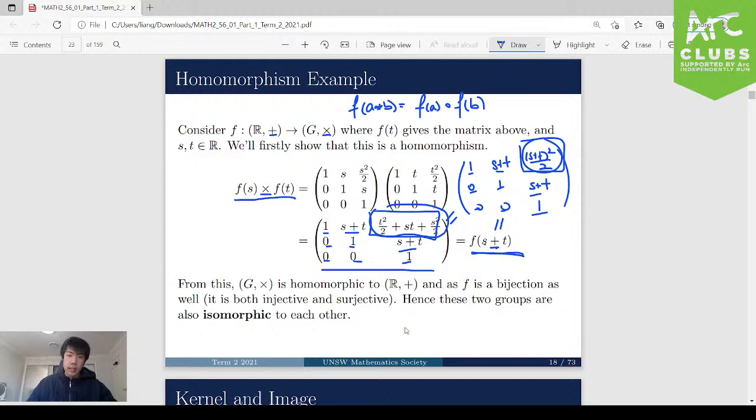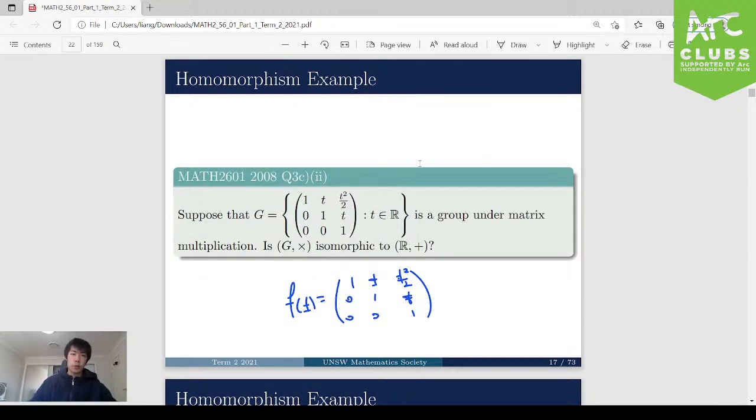Now the only thing we have to check is, well, is it also isomorphic, right? And just by looking at the definition of what they gave us, we can indeed see that it is a bijection as well, which means it's both injective and surjective. I'll briefly explain that. If we go back to this here, in particular, this here, if we define this matrix as Ft, then it's both injective and surjective.